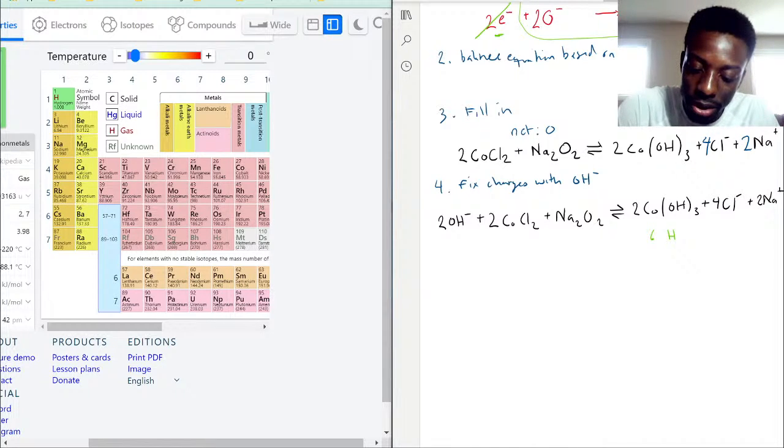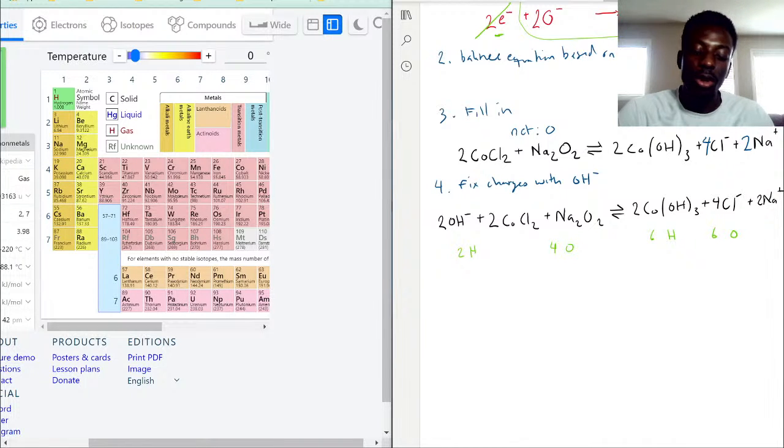Okay, because 2 times 3 is 6 hydrogens, and we only have 2 hydrogens here. The next thing I notice when I'm going through all of it is that there's 2 oxygens and then 2 more back here, so we have a total of 4 oxygens. But here we have 2 times 3, so 6 oxygens. So how are we going to make up for the difference here?